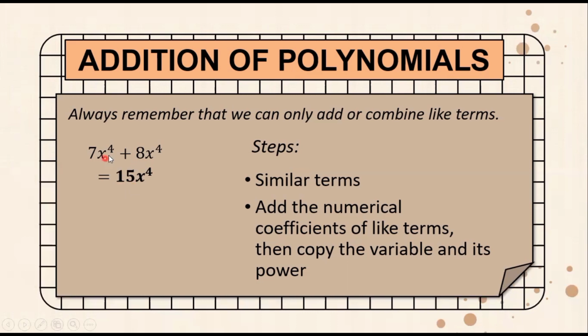At saan nakuha yung x raised to 4, sir? Sa sum. Kinopya lang po natin yung variable, pati yung power na magkapareho doon sa expression. Hindi pwedeng x raised to 4 plus x raised to 4 is x raised to 8. Hindi pwedeng ganun. You just have to copy the variable and its power when you are adding polynomials. So the sum now is equal to 15x raised to 4. I hope that's clear. Next.